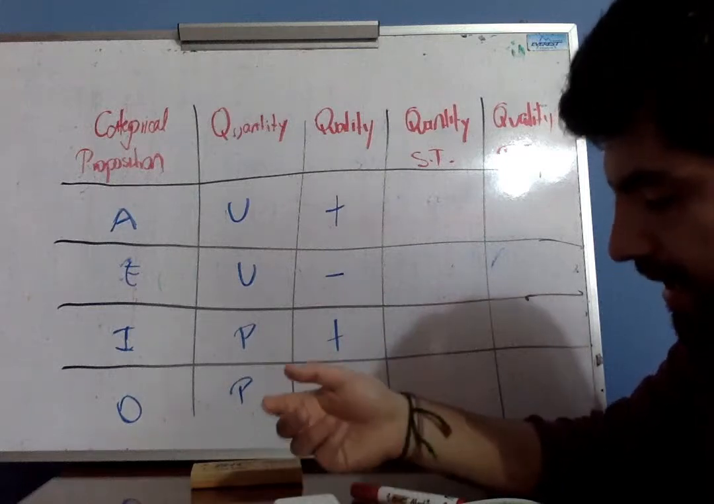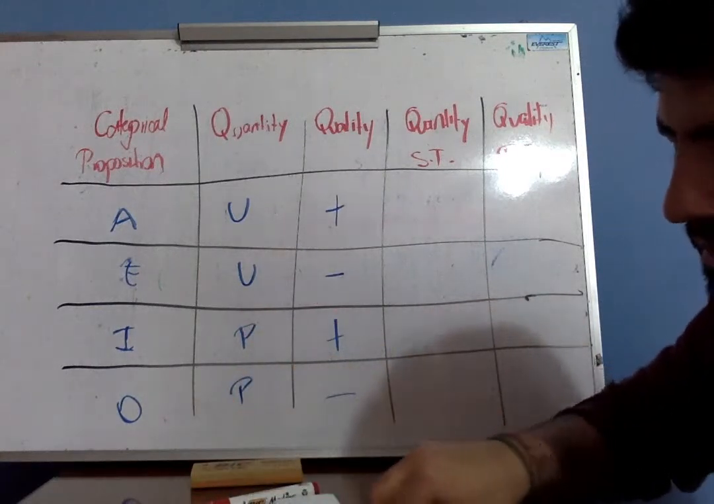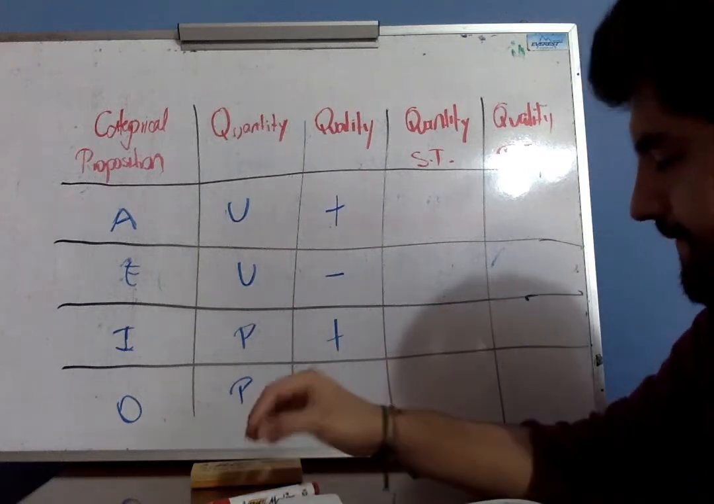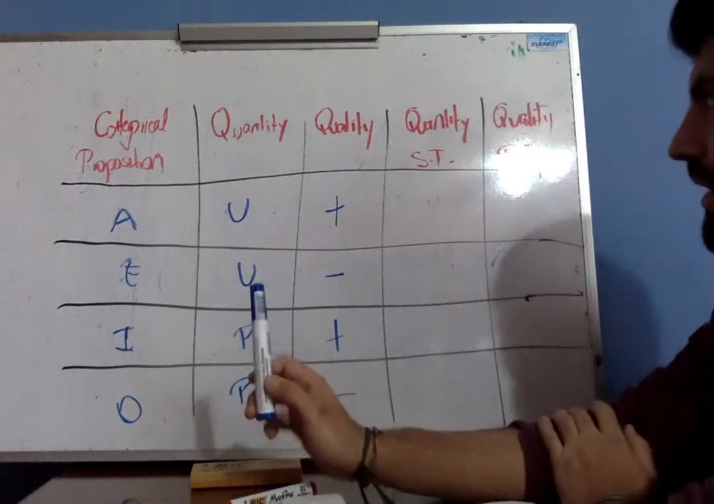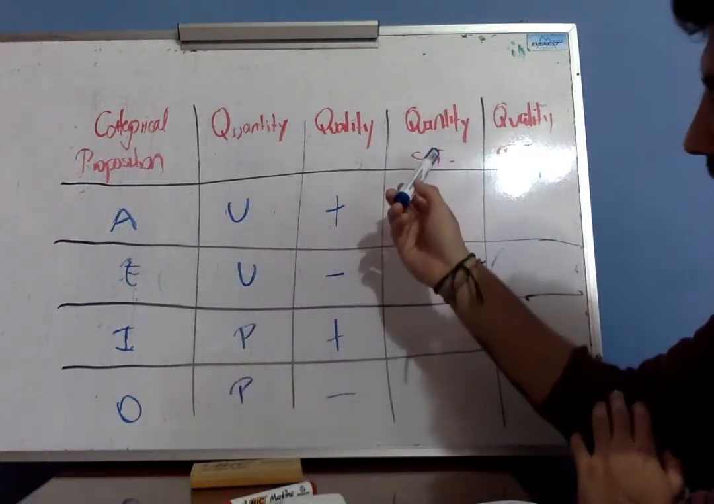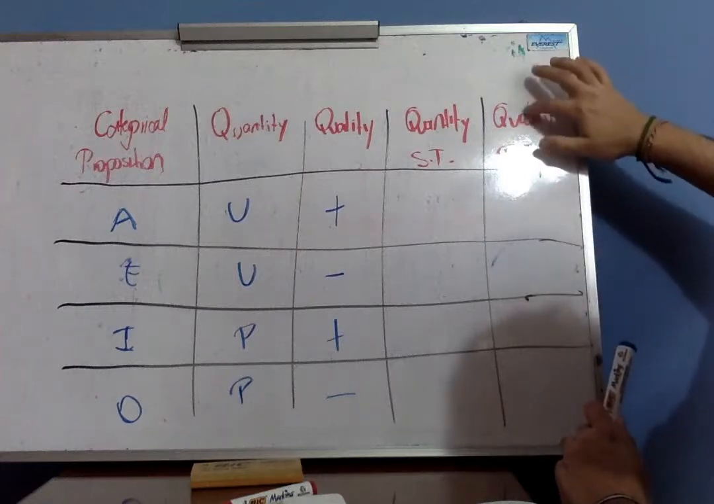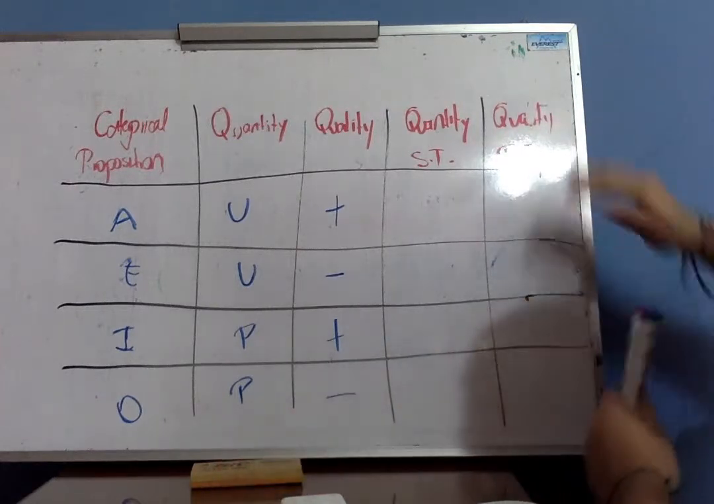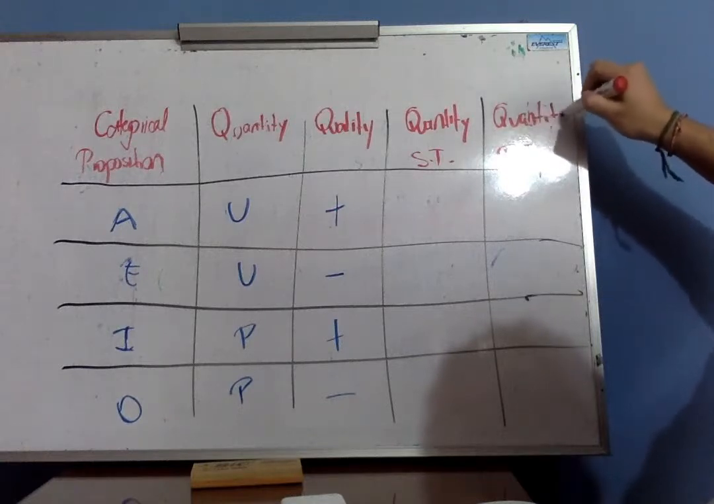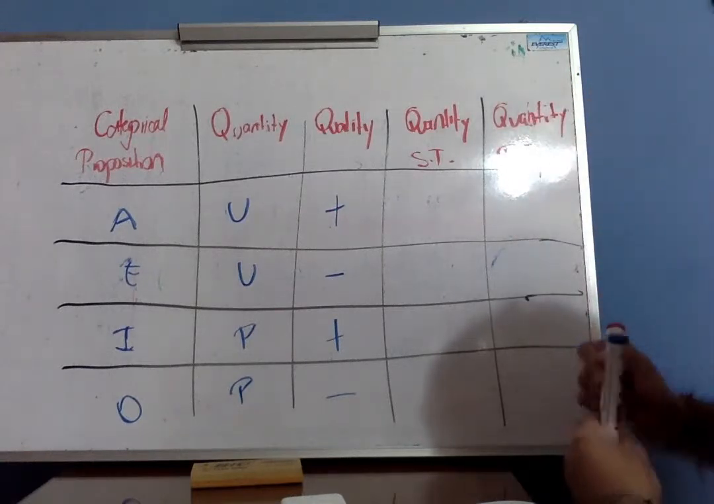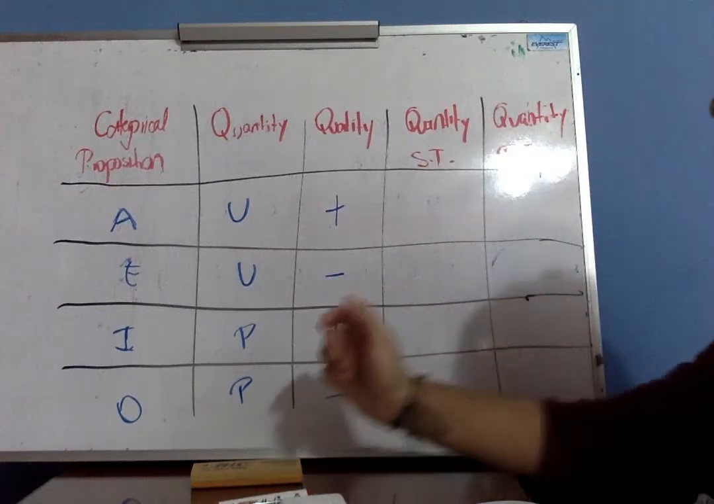Now, if we apply the rule that I just told you in the last minutes, let's make these 2 columns, okay? How can we get the quantity of the subject term and the quantity of the predicate term? Here is the quantity. I wrote the quantity of the predicate term. So how can we get the quantity of the subject term and the predicate term?